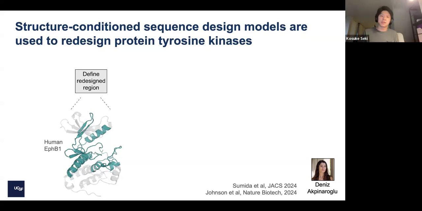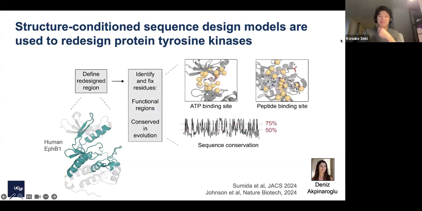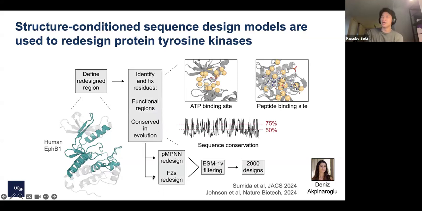And then we basically go through the same workflow as before. We identify the residues that are fixed within these. We identify the residues that are structurally important. We identify the residues that are evolutionarily important. And then we go through the same ProteinMPNN and frame-to-seq redesign protocol and filter by ESM1V. And we end up with about 2,000 designs. And our goal really is to test many of these so that we can explore the sequence function landscapes of these enzymes in a relatively broad way.